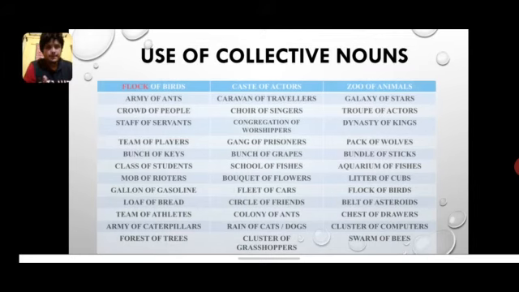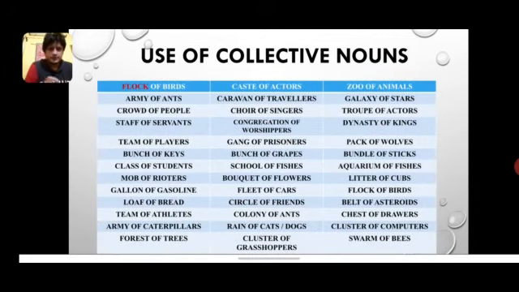Next up, we've got how to use them. Now, I've quoted just a few here. You see a cluster of grasshoppers in the center column at the last row. Swarm of bees, team of players, bunch of keys, bunch of grapes, bundle of sticks, aquarium of fishes, gallon of gasoline, that is your raw crude oil, caravan of travelers, caravan of camels, fleet of cars. Now the idea here is to not use the collective noun in plural. I cannot say flocks of birds, armies of ants, right? So this is what you have to focus on. All right. Now what happens if we use collective nouns wherever we are writing something?